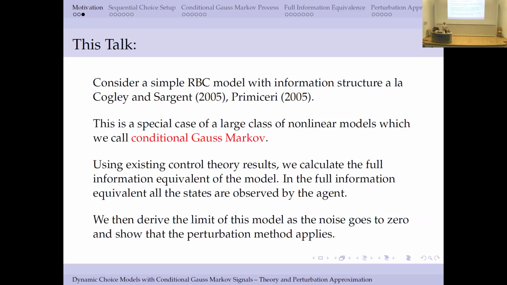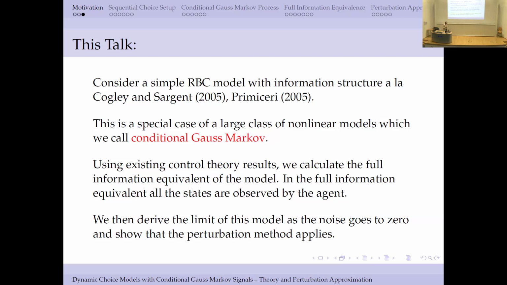What we're going to do in this paper is essentially provide two results. The first result is going to be saying something like this. If we don't know how to solve a dynamic choice model with incomplete information, maybe we can try to find a full information equivalent of that model and then try to solve the full information equivalent. So the first result of the paper is to provide a full information equivalent of this class of incomplete information models that we consider.